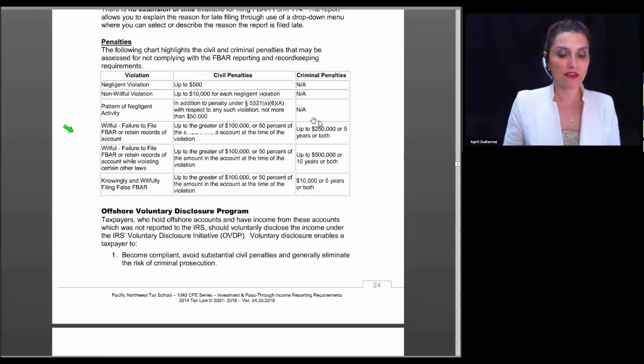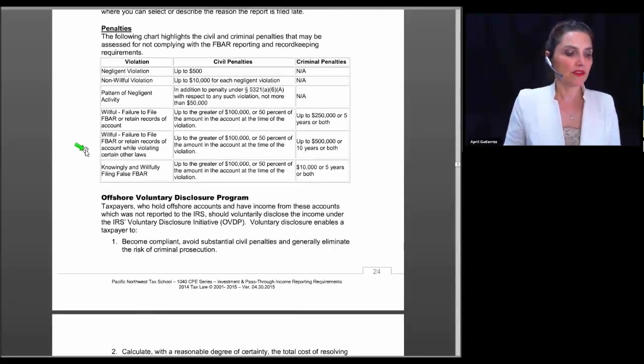And that's just the civil penalties. Then we can move on to the criminal penalties where they could grab another $250,000 from you and send you to jail for 5 years. Willful failure to file FBAR or retain records of the account while violating certain other laws, that's also a penalty of the greater of $100,000 or 50% of the amount in the account. And the criminal penalties move to $500,000 or 10 years in prison or both. And then finally, knowingly and willfully filing a false FBAR, up to the greater of $100,000 or 50% of the account balance, plus $10,000, 5 years in prison or both.